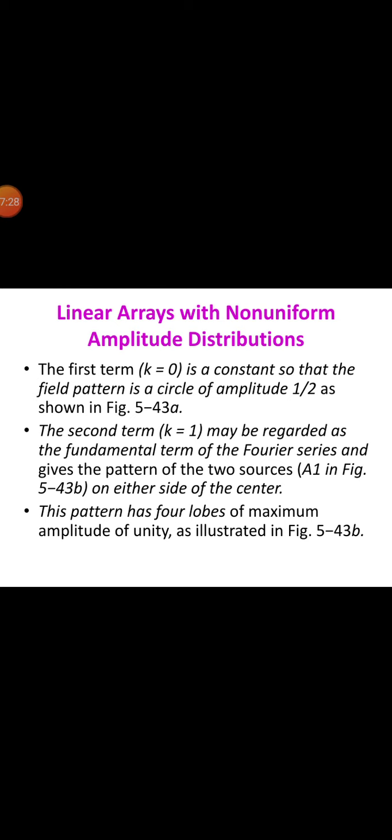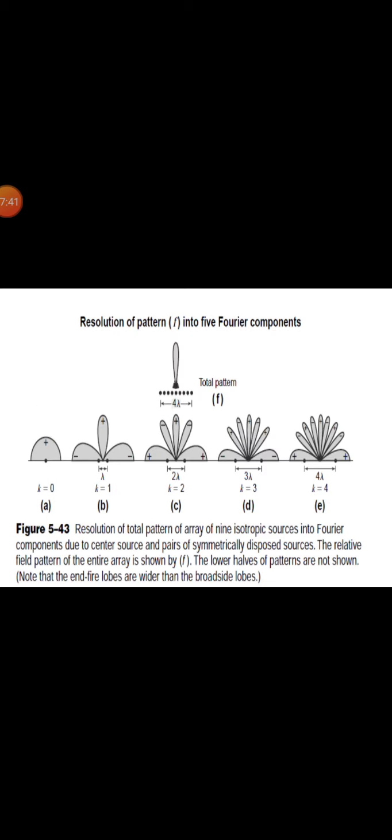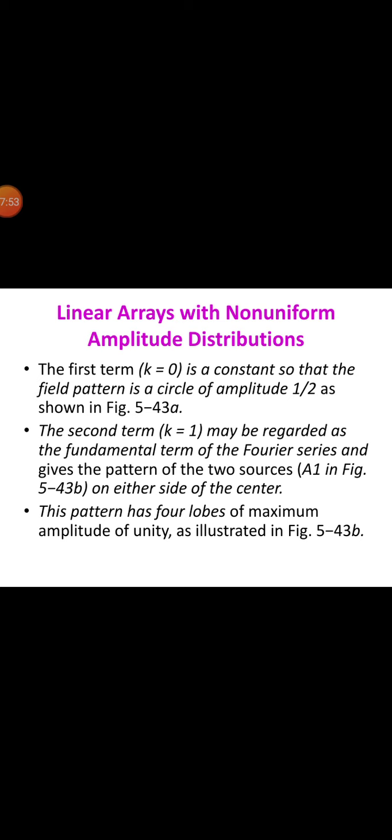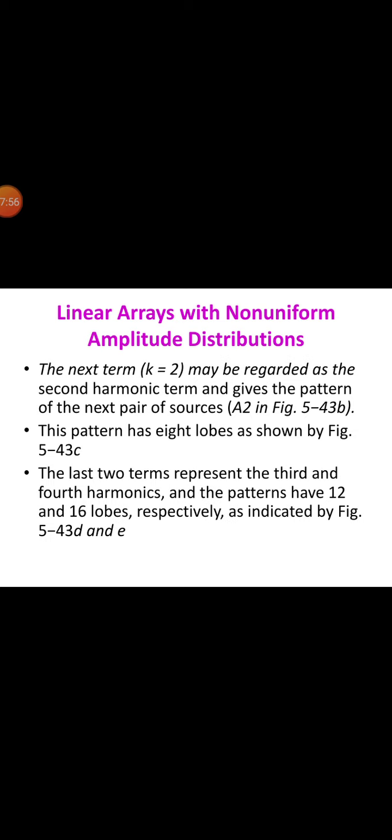The first term, k equal to 0, is a constant, so the field pattern is a circle of amplitude 1 by 2. The second term, k equal to 1, may be regarded as the fundamental term of the Fourier series and gives a pattern of two sources, which is shown in this figure. The last two terms represent the third and fourth harmonics, and the patterns are 12 and 16 lobes respectively. This pattern has 4 lobes of maximum amplitude unity, and the next term, k equal to 2, may be regarded as the second harmonic term and gives the pattern of the next pair of sources.